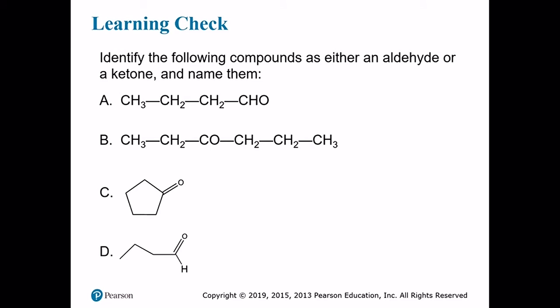So here are several examples of aldehydes or ketones. So let's figure out which they are so that we can name these. In this first example, A, you have this structure here, which is CHO. Now, this is a condensed way of writing an aldehyde.